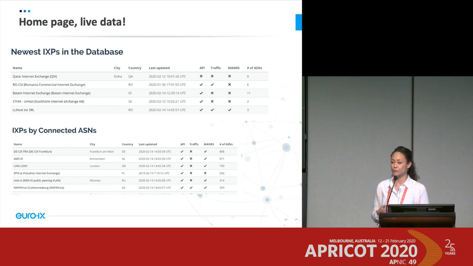So what does IXPDB do and what can you do with it? It's a public website. Anyone can interact with it. Even though it's driven by the URIX and IXF, it still is available to anyone, and it has live data. So for example, you can see the newest IXPs in the database, so Qatar, there's Romanian Commercial Internet Exchange, etc. And then you can also look at IXPs based on connected ASNs. The whole idea is really that the database sits there and you can, through various filters, work through the data.